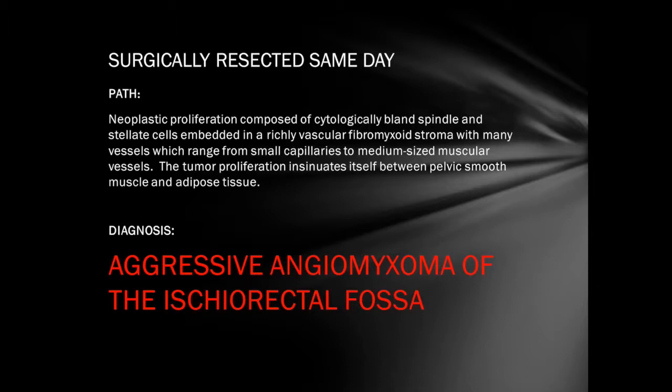So by now, hopefully, you've established what you think in your mind the diagnosis is, and this is a classic appearance and pathologic description of an aggressive angiomyxoma of the ischiorectal fossa. These can occur anywhere, but the pelvis is the most common site, and the ischiorectal fossa is a classic site.